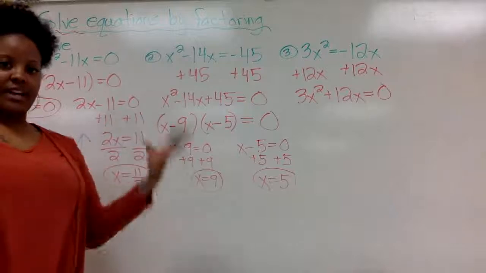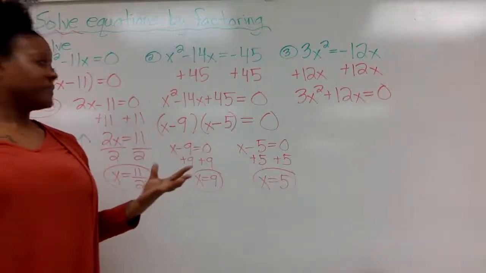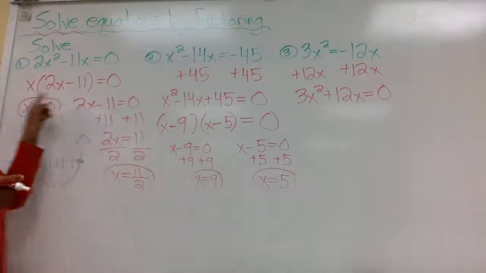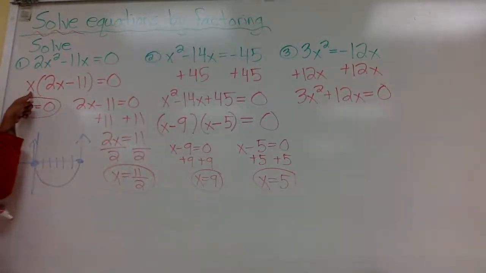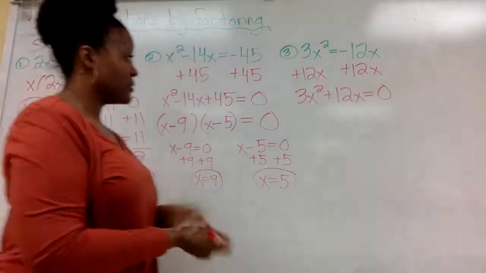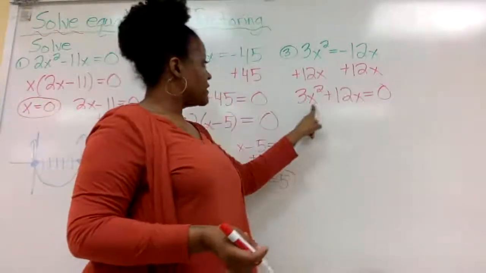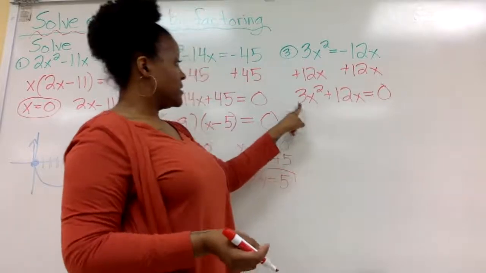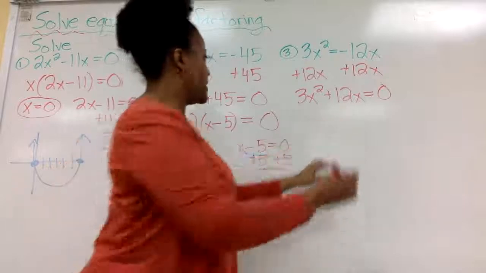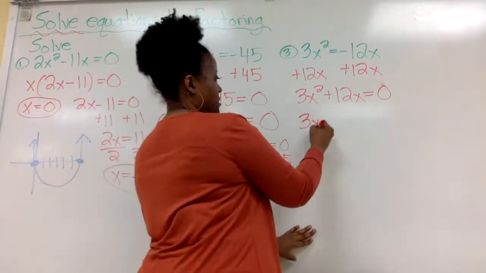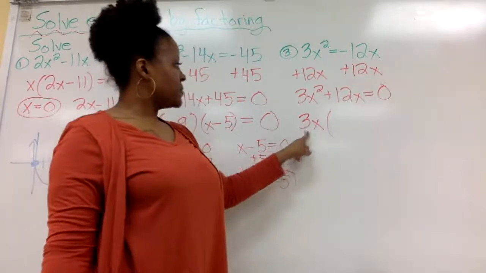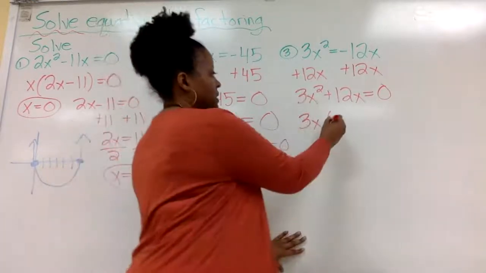Your first step when you do any kind of factoring is to check for a greatest common factor. Number 2 did not have a greatest common factor. Number 1 had a greatest common factor, that was x. And looking at this one down here, it looks like they're going to have a greatest common factor also. They both share x. And I also can see that this is 3 and this is 12, and the biggest number they share is the number 3. So their greatest common factor is 3x.